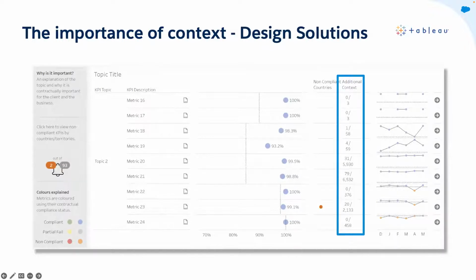So we quote the numerator and the denominator in terms of how many non-compliant metrics there are. You can see that top metric is 100%, and it's only out of 3 units in terms of what you're analysing. So there are no non-compliant units, but there's only 3 units that we're analysing. And that's really important in terms of being able to provide that context so your end users understand it.